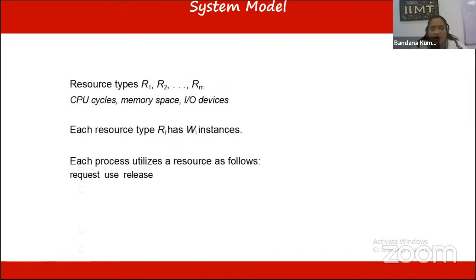Resource types R1, R2, and so on up to Rm: CPU cycles, memory space, input-output devices. Each resource type Ri has Wi instances. Each process utilizes the resources as follows: request, use, and release.